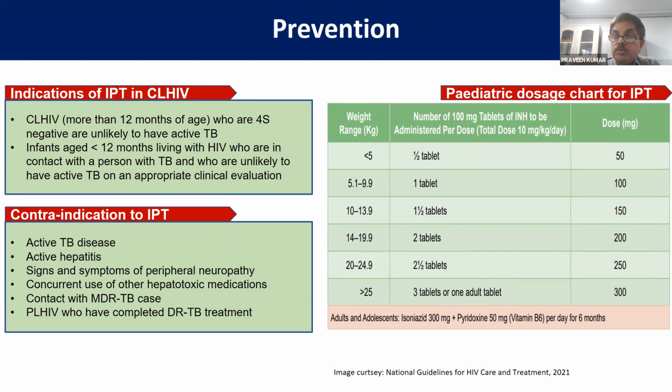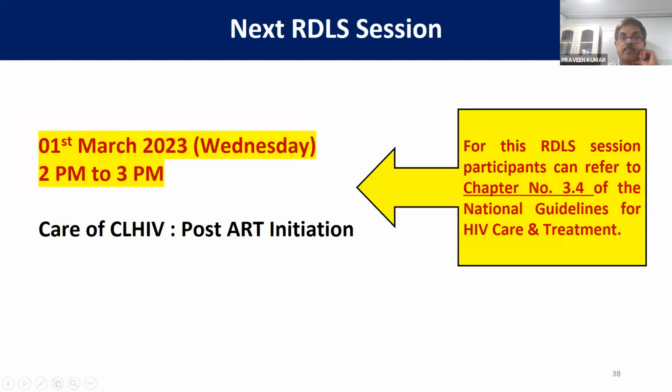How much we have to use. And again, this is according to weight band, for a 100 milligram tablet of INH to be administered. If it is less than 5 kg, we give half. If it is 5.1 to 9, then one tablet. And similarly, we will increase as per dose. So that is the recommended isoniazid preventive therapy for children who are more than 12 months of age and where we do not have a possibility of active tuberculosis and we do not have a contraindication for using this.